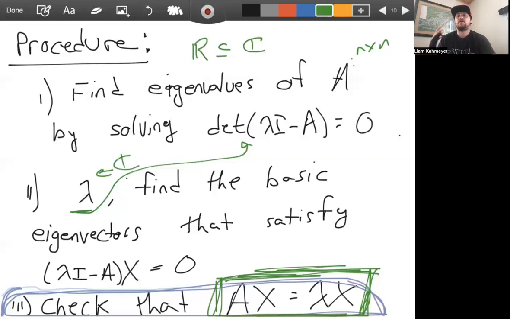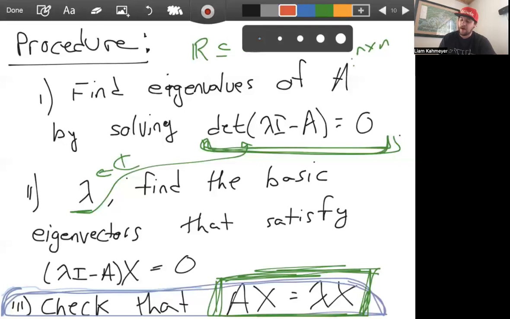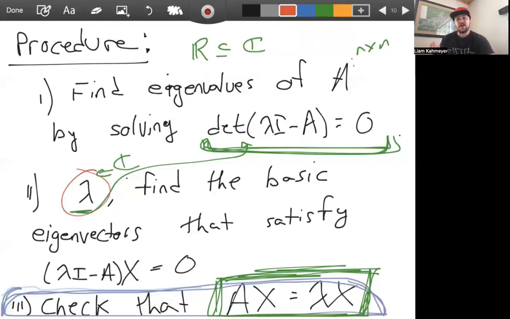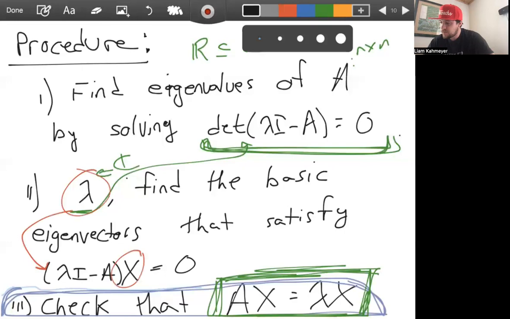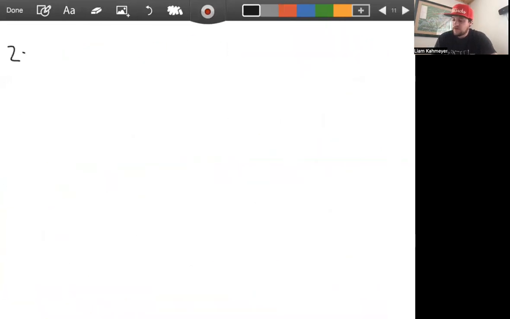How do we do this? The first step is to solve the characteristic equation, or find roots of the characteristic polynomial. Once we do that, we've found the eigenvalues. Then we plug the eigenvalues into the equation lambda I minus A times x equals 0 and solve for the eigenvectors. So I want to do a 2 by 2 example and then a 3 by 3 example.